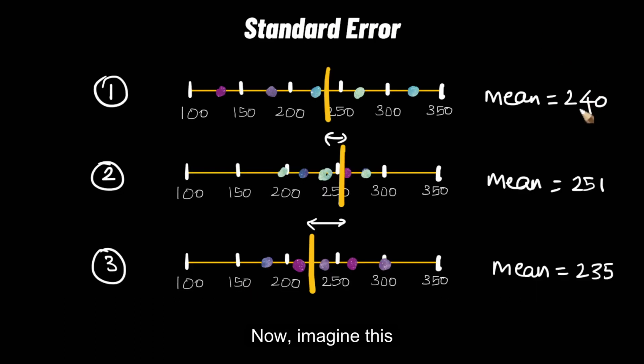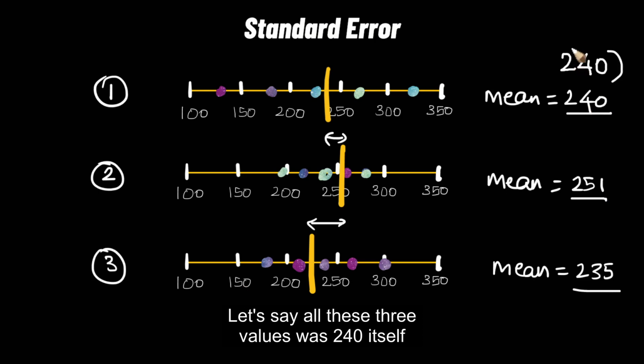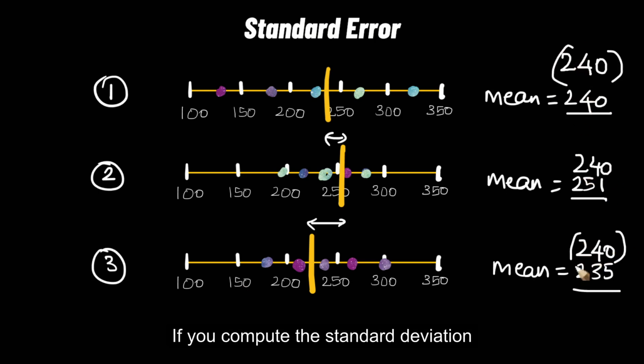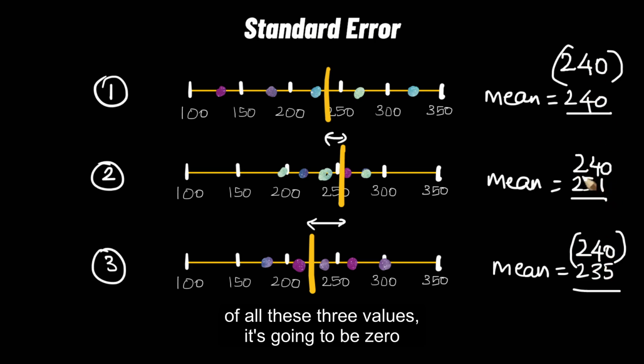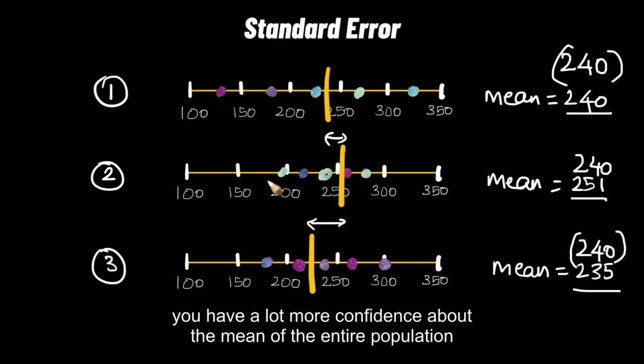Now imagine this. All these 3 values are exactly the same. Let's say all these 3 values were 240 itself. Right? This was 240. This is also 240. If you compute the standard deviation of all these 3 values, it's going to be 0. Right? So if all the samples are giving you the exact same mean, you have a lot more confidence about the mean of the entire population.